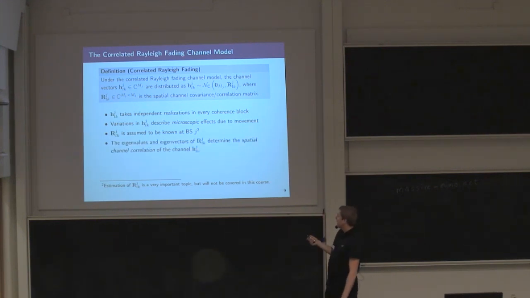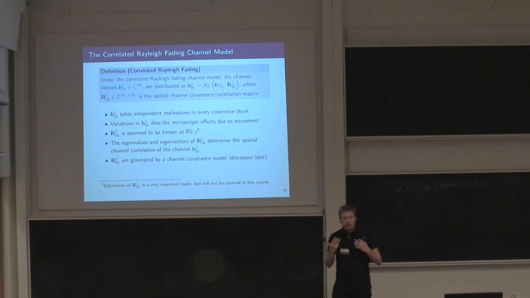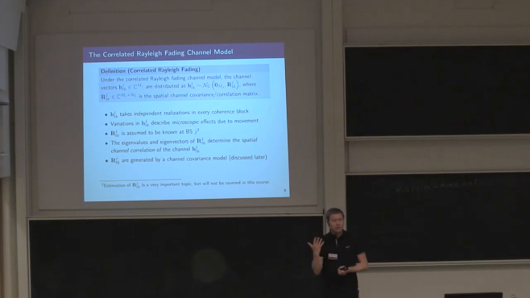The eigenvalues and eigenvectors of this covariance matrix describe the spatial channel correlation of the channel, which means that the strong eigenvalues have corresponding eigenvectors that say something about the directions the channel is more likely to point in. Maybe you have 5 very strong eigenvalues, and the corresponding eigenvectors will then hopefully, or with large probability, span the subspace that the channel vectors lie in.